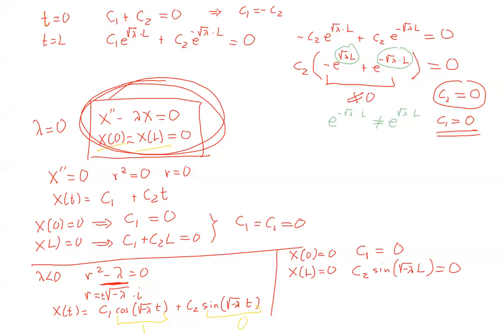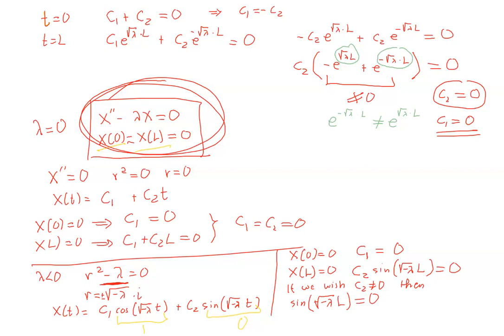And this is where our last hope lies, because if we wish to have c2 different from 0, then sine of square root of negative lambda times L has to be equal to 0. And finally, we bring things under control. Why? Because we do know what are the numbers that have sine equal to 0.